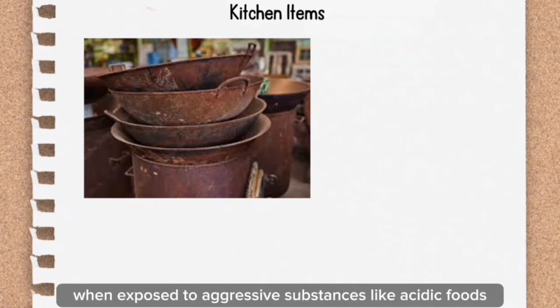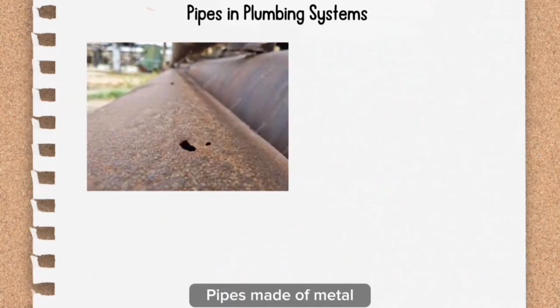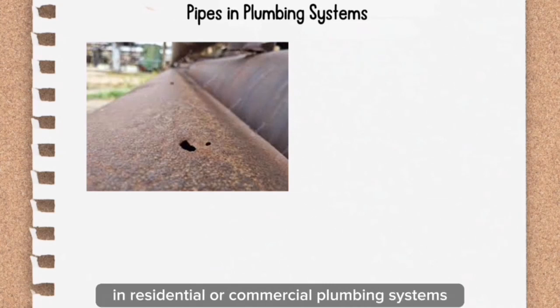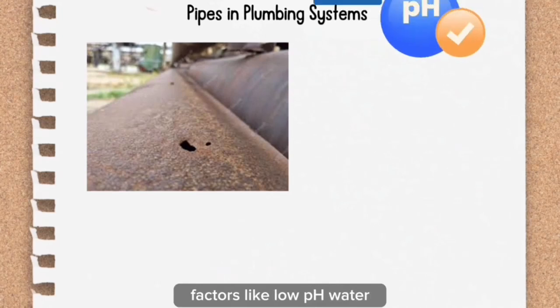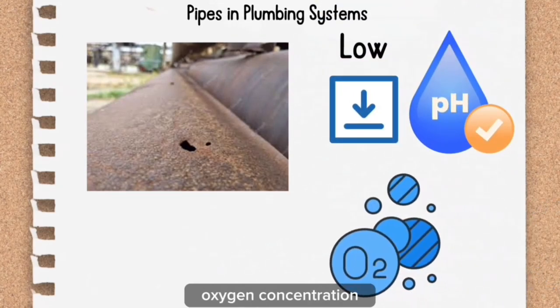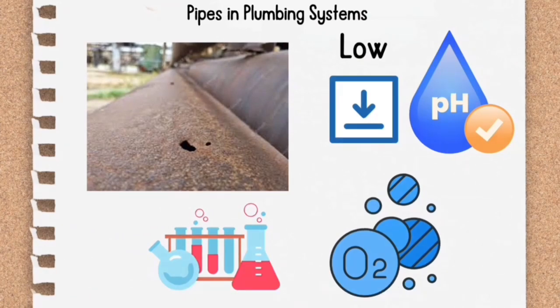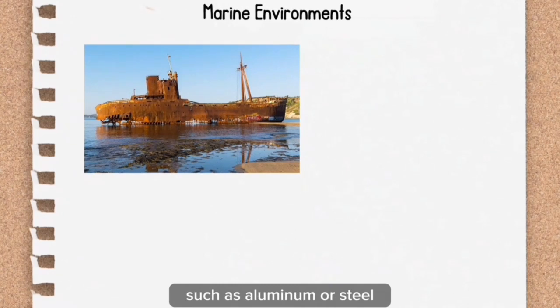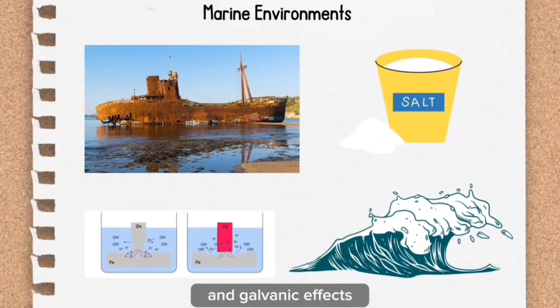Metal items can develop pitting corrosion when exposed to aggressive substances like acidic foods, salt water, or harsh cleaning chemicals. Pipes made of metal, such as copper or iron, in residential or commercial plumbing systems, can be susceptible to pitting corrosion. Factors like low pH water, oxygen concentration, or chemical imbalances can initiate pitting within the pipes. Boats made of metal, such as aluminum or steel, operating in marine environments, are prone to pitting corrosion due to constant exposure to salt water, wave action, and galvanic effects.